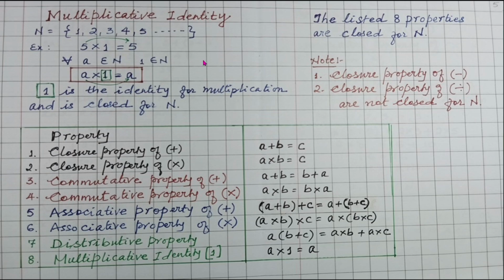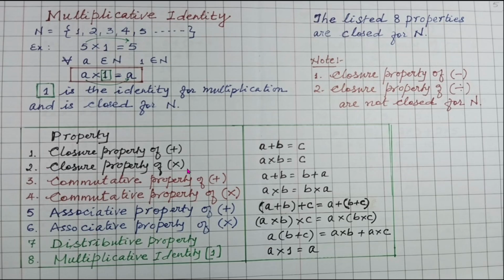Now, having understood all these properties, let us list out the properties which are closed for the set of natural numbers. Closure property of addition, that is a plus b is equal to c. a is a natural number, b is a natural number. When you add, we get again a natural number. Therefore, the closure property of addition is closed for the set of natural numbers.